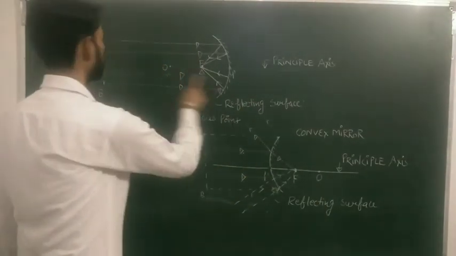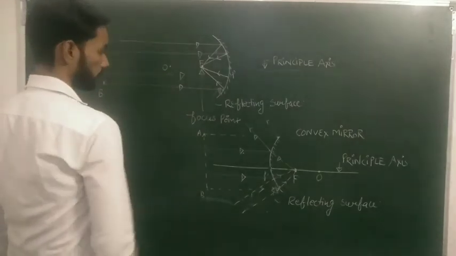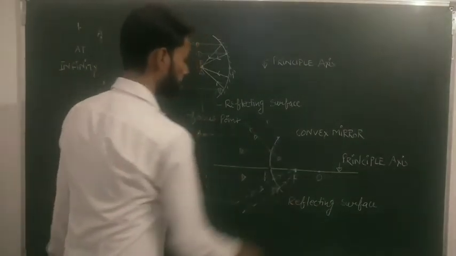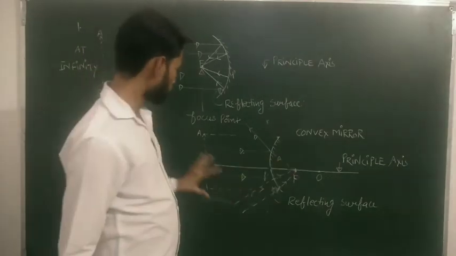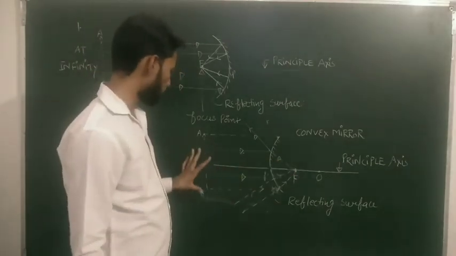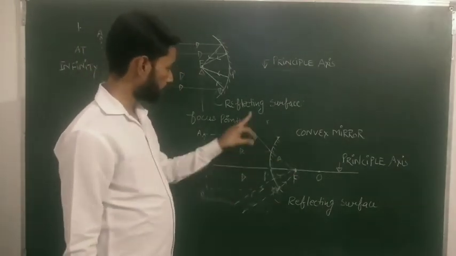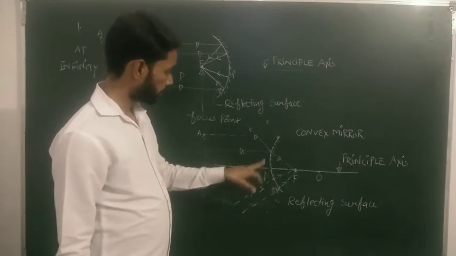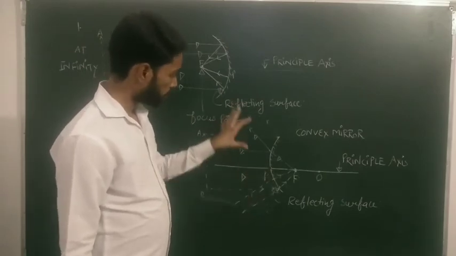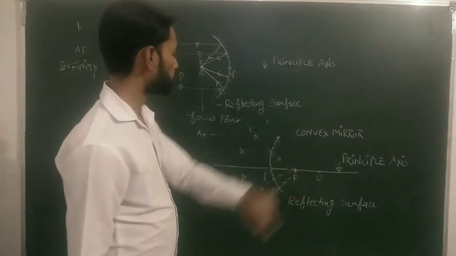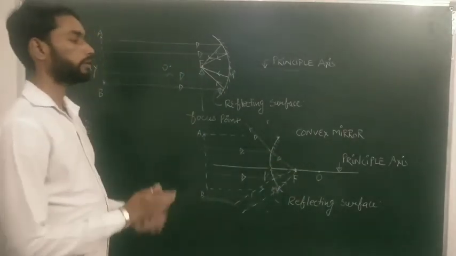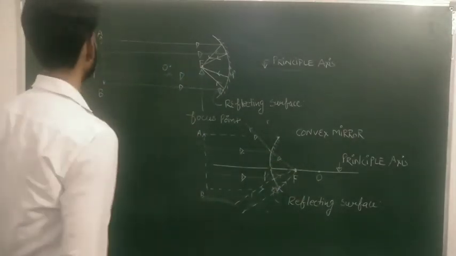So the concave mirror is called converging and the convex mirror is diverging. Why diverging? Because all rays coming out from an object, after reflection, spread out, so this mirror is called the convex mirror, the diverging mirror.